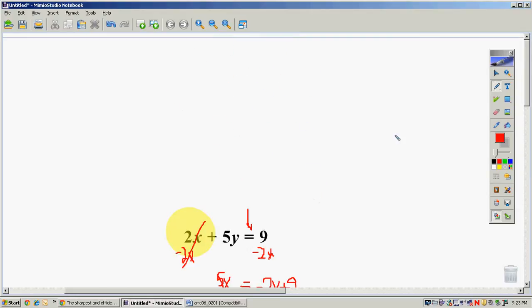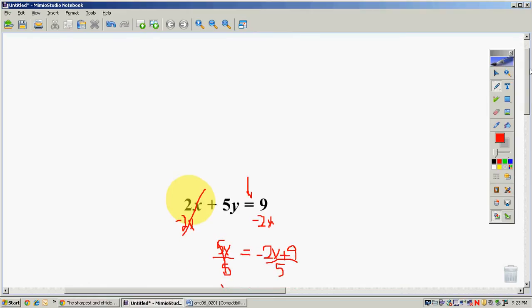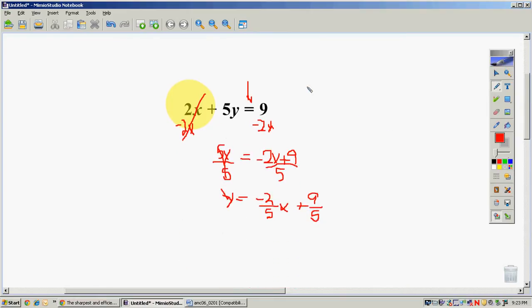So here the 5 needs to be divided into 2 and the 5 needs to be divided into 9. But of course you know 5 can't be divided into 2 and 5 can't be divided into 9, so we leave it as is. So the y is by itself.